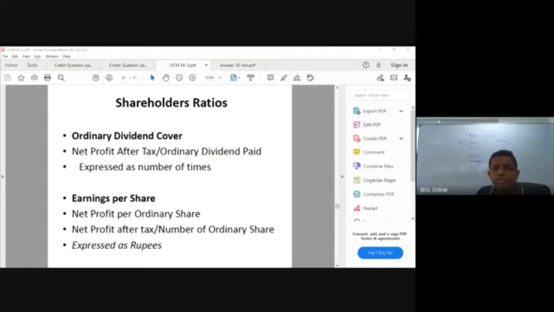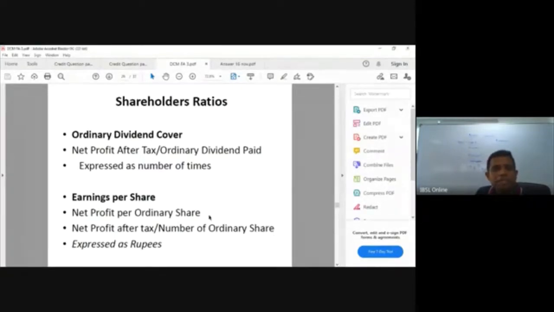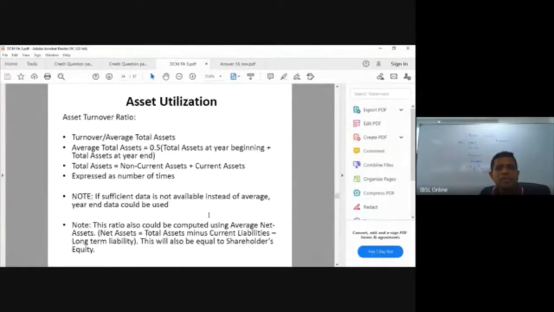Asset utilization. Here also we only take the sales against the assets. Now, if you take assets, you can take total assets, you can take non-current assets, you can take current assets, but every calculation is done in a similar way. You have to divide your sales by either total assets, current assets, or non-current assets, right? The higher the number of times, the better it is.